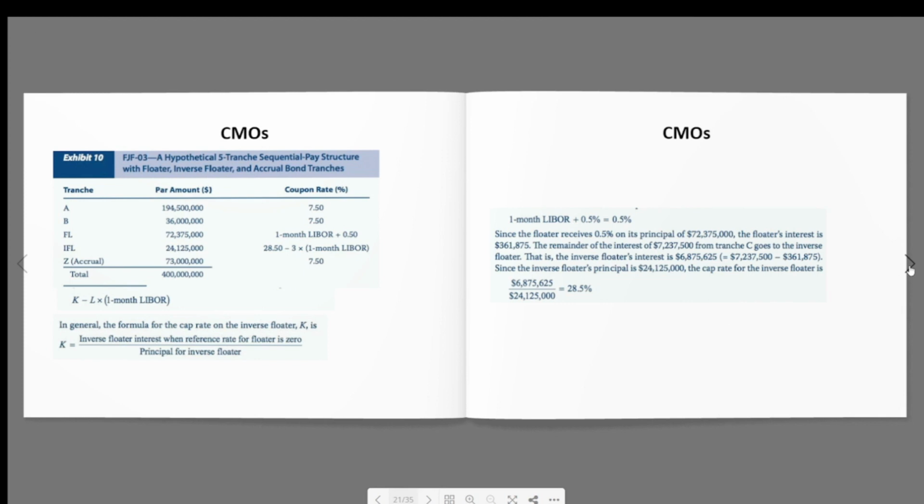Here we have a hypothetical 5 tranche sequential pay structure with floater, inverse floater, and accrual bond tranches. In general, the formula for the cap rate and the inverse floater K is as follows. We take the inverse floater interest when the reference rate for the floater is 0, divided by the principal for the inverse floater. Now here we also have another example which you can go through to have a clear understanding of the CMOs.